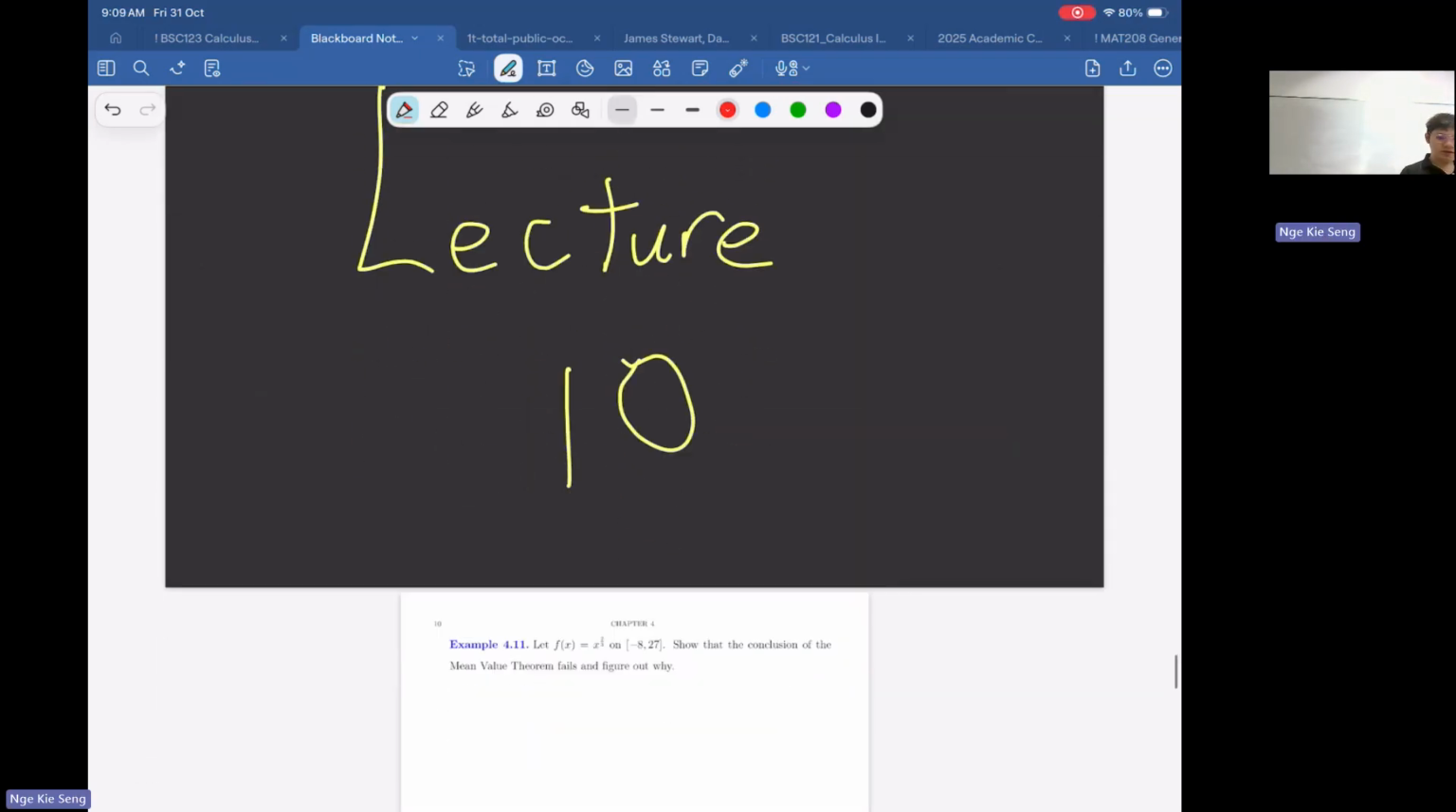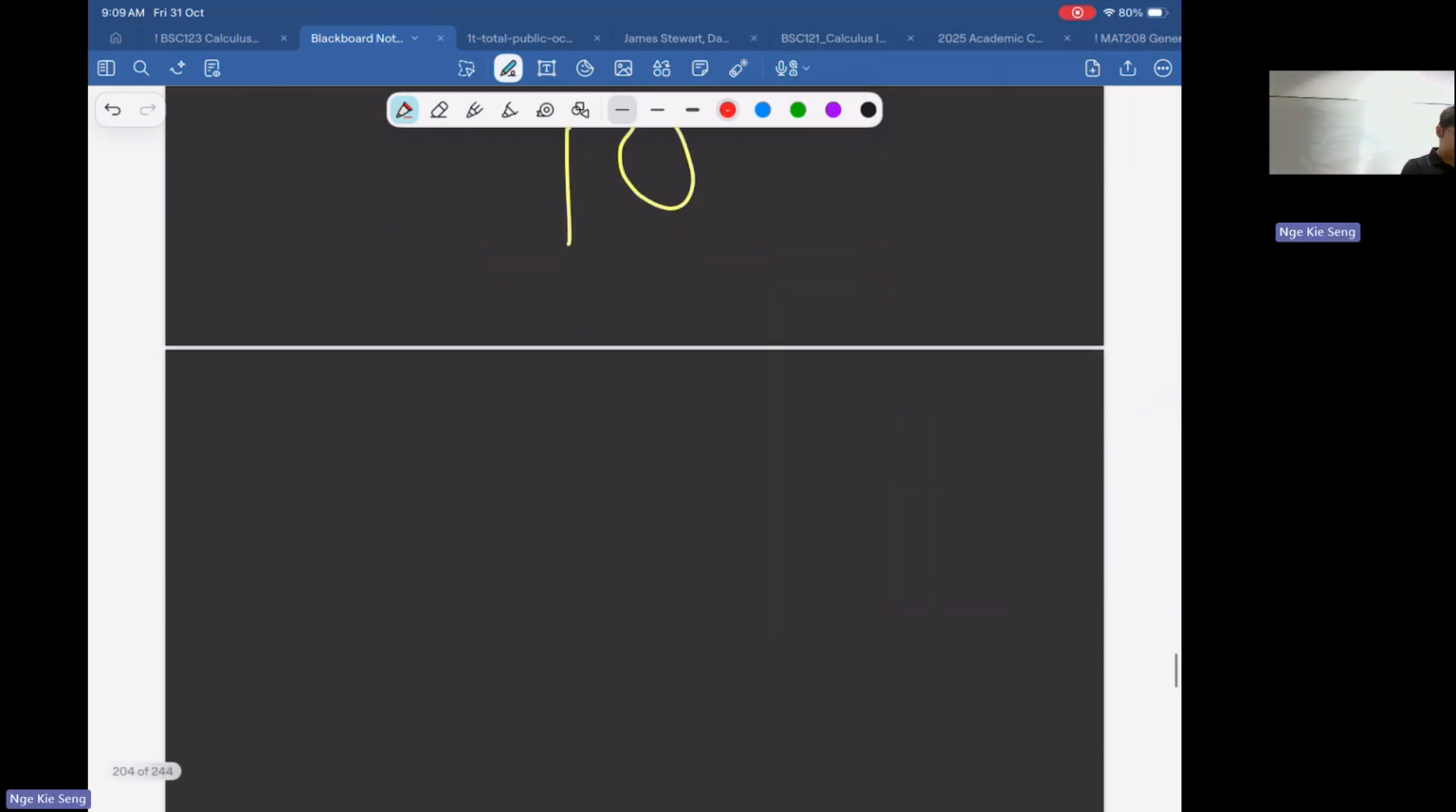Okay, so we will continue a little bit more with the mean value theorem, and then we will switch gears again. So let's recall what the mean value theorem is.